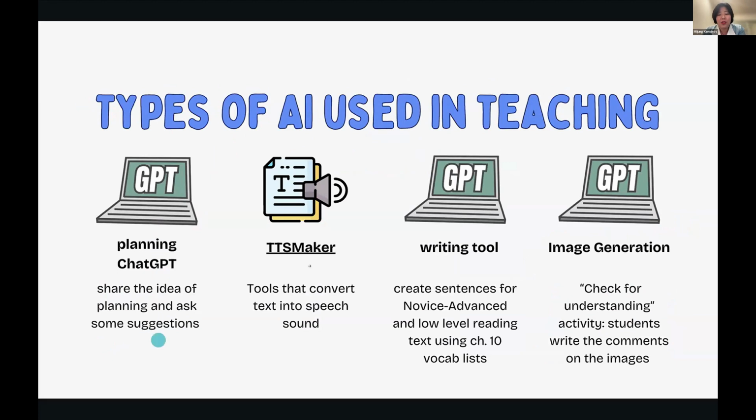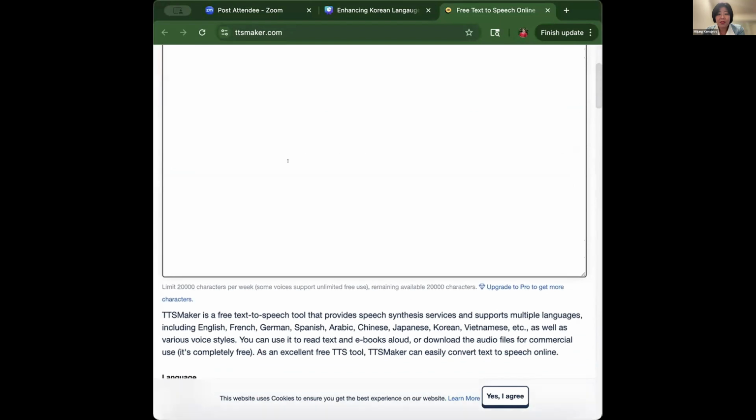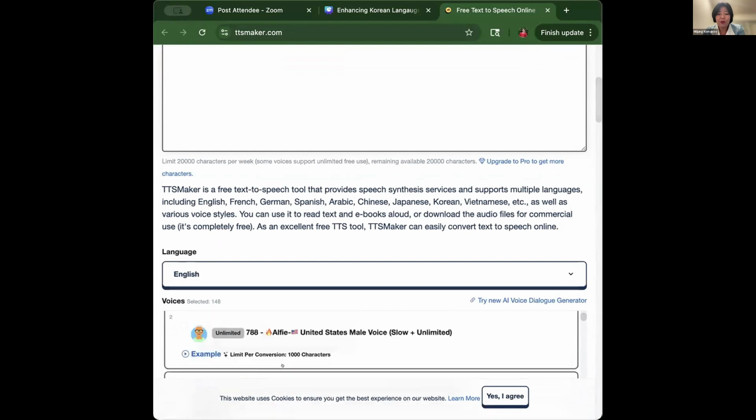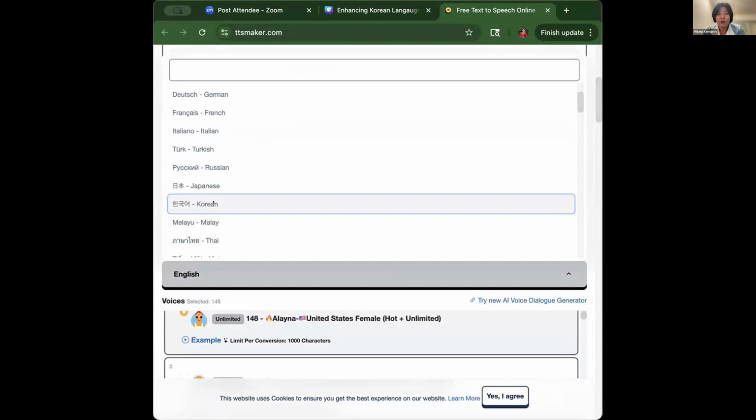And then I use the TTS makers that I learned about in previous Startalk seminars, because they focused on how teachers can use advanced technology. These tools were good because I created Korean sentences, and they can convert them into speech sound, for example, like this. I typed in the Korean text, then chose the voices that I want to use. Then I can change them into all different languages, but of course I use Korean.